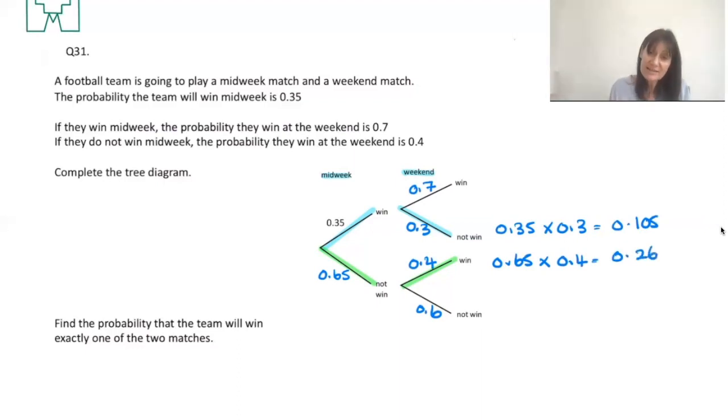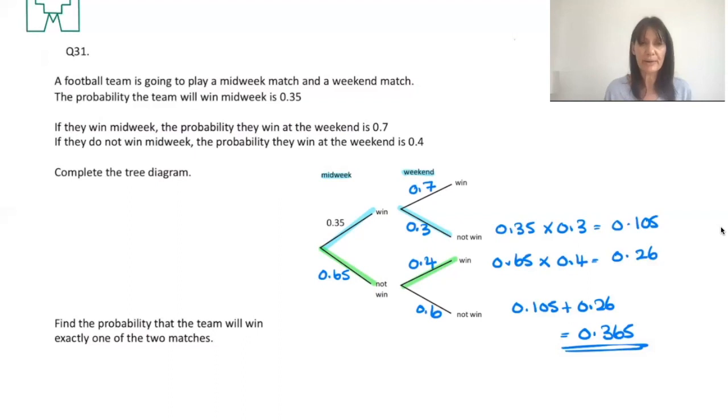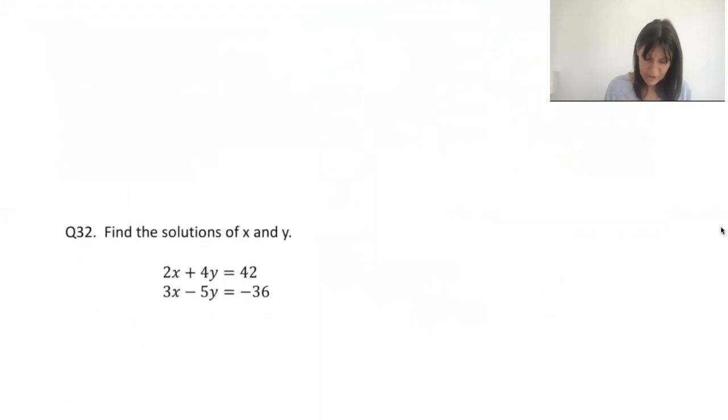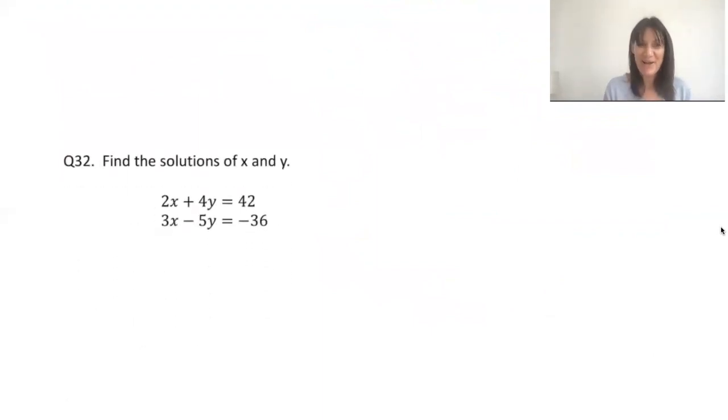To get my final answer, I add those 2 outcomes. So 0.105 plus 0.26 is going to give me 0.365. So a really tough question there. And hopefully it didn't catch you out, but it would be really easy for it to, okay, really easy. All right, we've got 1 question left. So I thought we'd finish off how we started with a simultaneous equation. Hit pause and press play when you are ready.